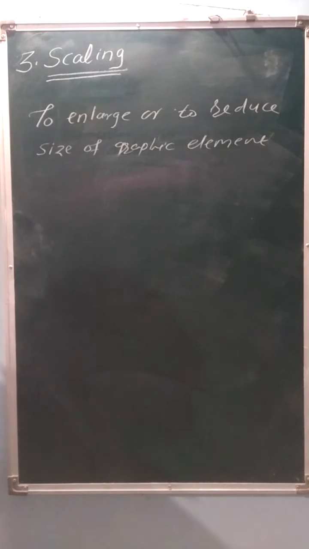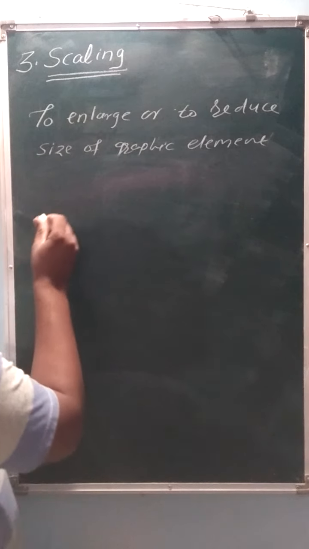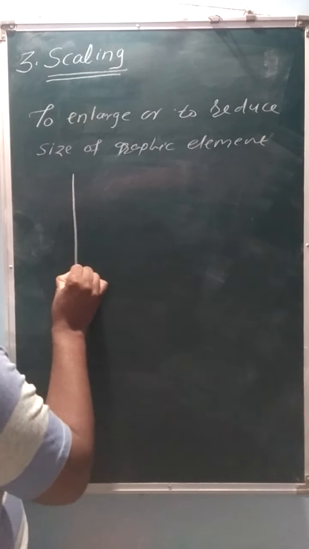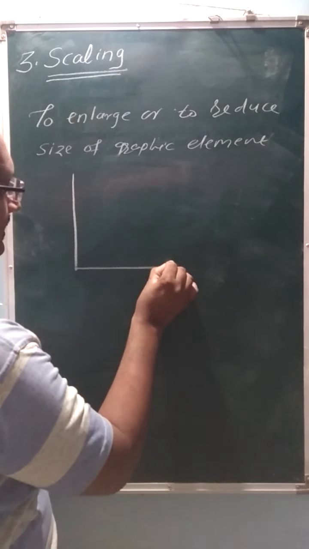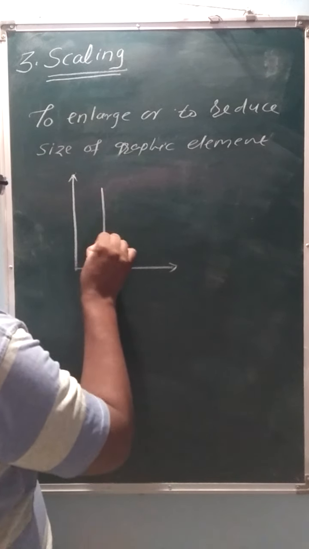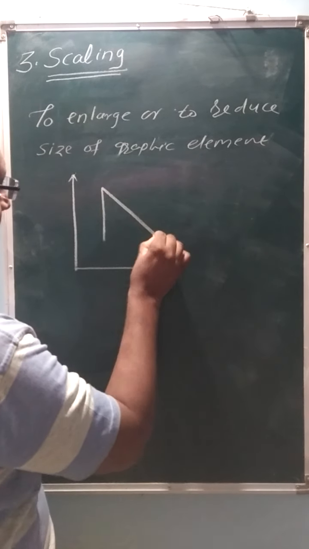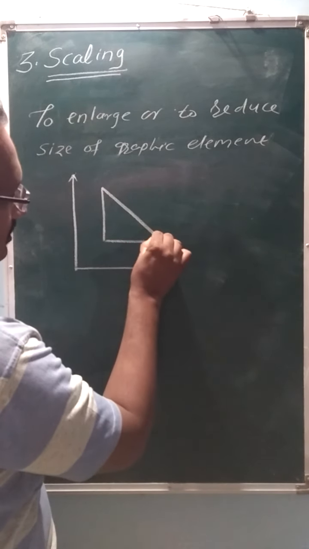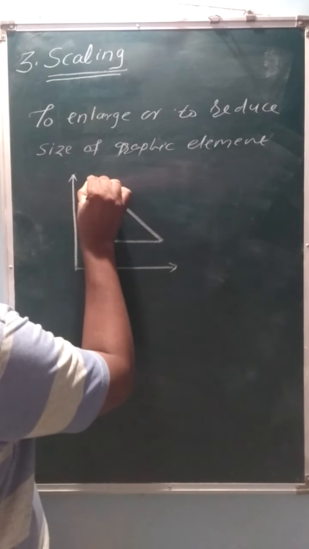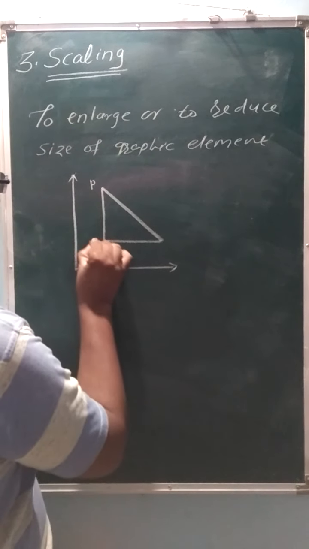This is the third type of geometric transformation: scaling. Here we are enlarging or reducing the size of a graphic element. So consider a triangle as a geometric element having coordinates P, Q and R.